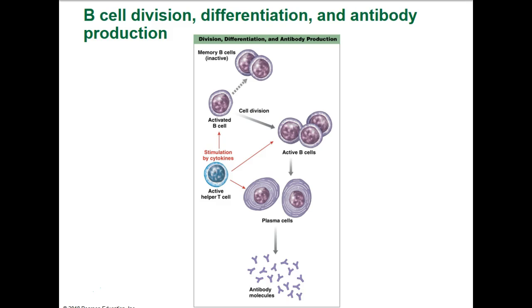Okay, so again, the B cell has to have taken in that foreign antigen. It has to come into contact with a helper T cell that's taken in that foreign antigen. This activates B cells to become plasma cells that form antibodies.